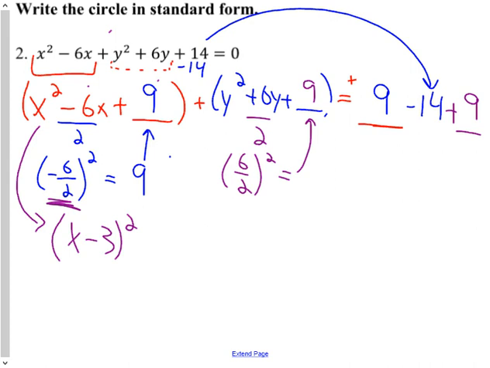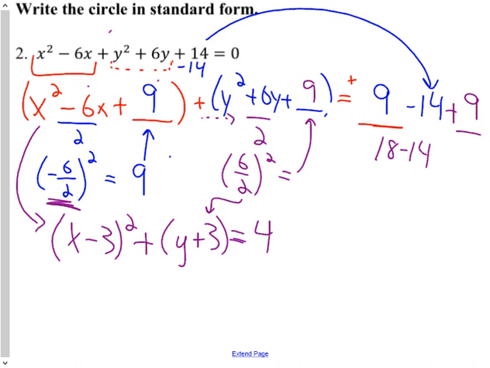Same thing goes for here. This 6 divided by 2 gives us what we would call our b value, or in this case, minus k. But we've got 6 divided by 2 is 3. That's where the plus 3 comes from. And then doing the math over here, I've got 18 minus 14. That's going to give us 4. And there is our completed standard form.